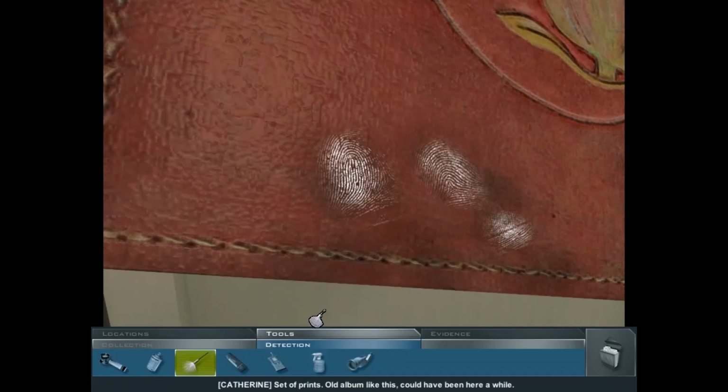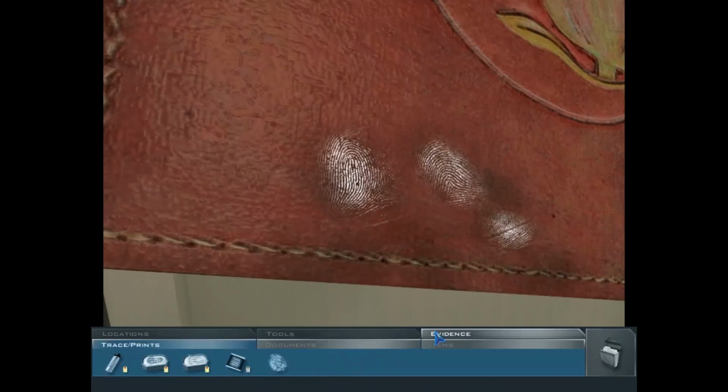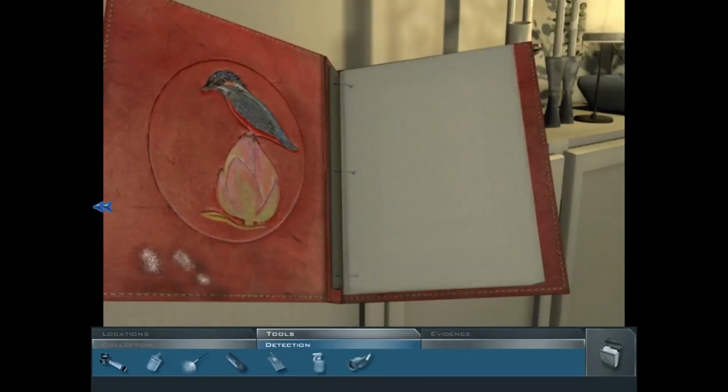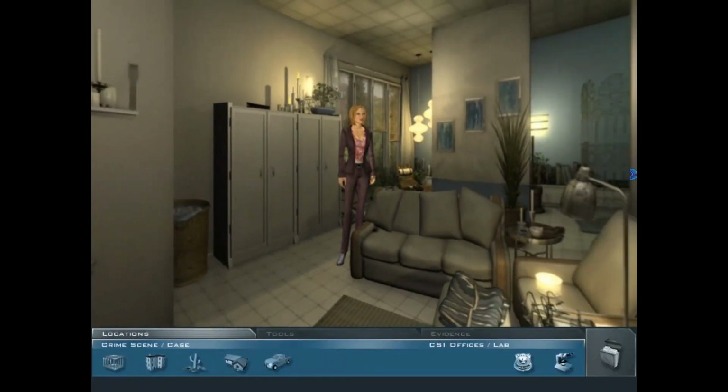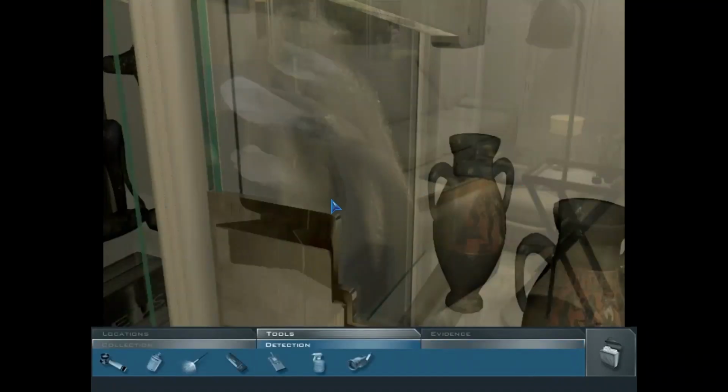Set of prints. Old album like this. Could have been here a while. There's no prints here.